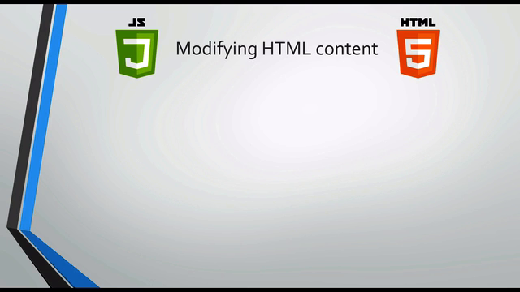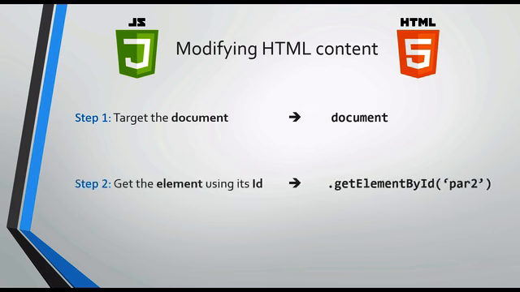So to get the text inside of a HTML element, we only need to add slightly more code to what we already have. So the same way as before, guys, we target the document, that's step 1. We get the element using its ID. In this case, we can get it by class as well, but let's say we just want one element. And then after the brackets, we put dot inner HTML.